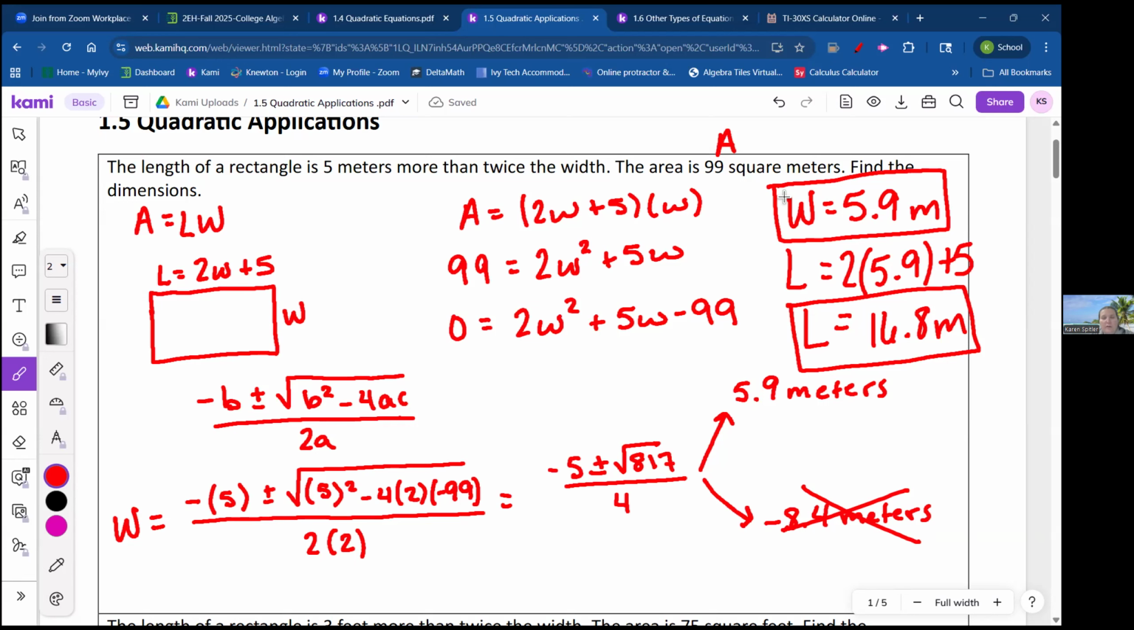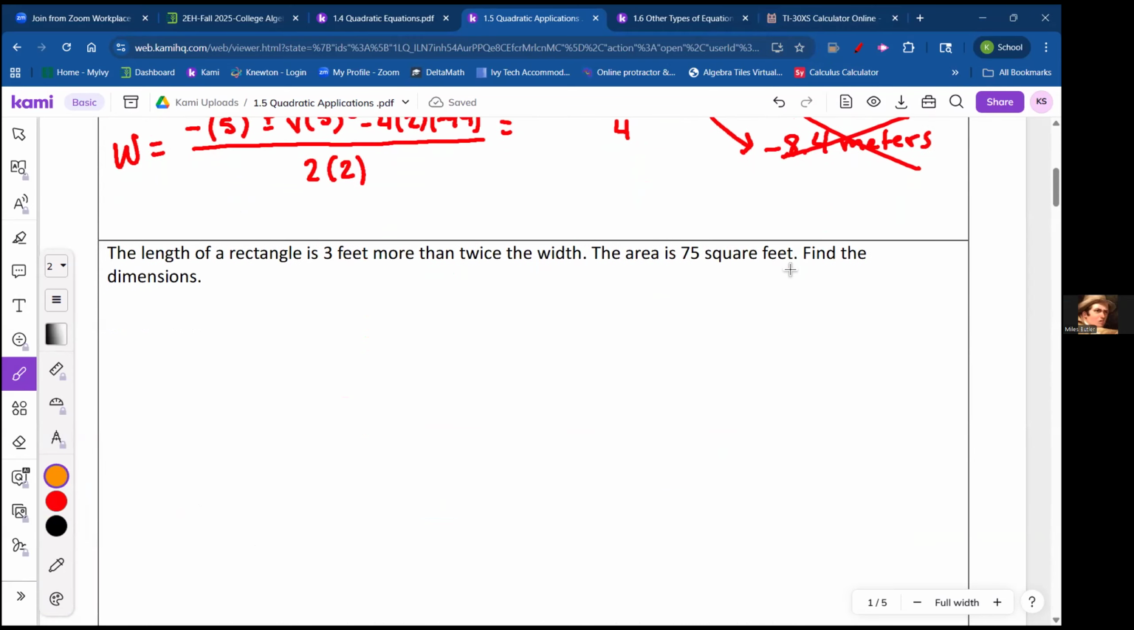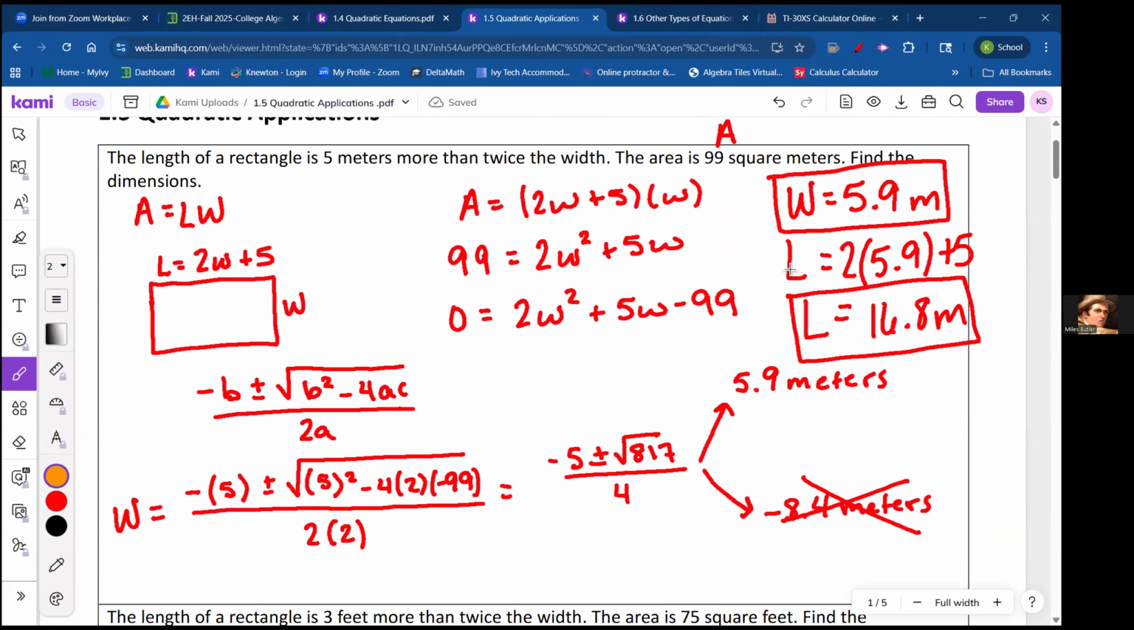All right. Questions on this one? Okay. At the beginning of that, A equals 2W plus 5 times width again. Why do we multiply that whole equation by width a second time at the end of it? Because over here, area is length times width, and down here on the picture of my rectangle, the length is 2W plus 5. So I have to multiply 2W plus 5 times W to get 99.